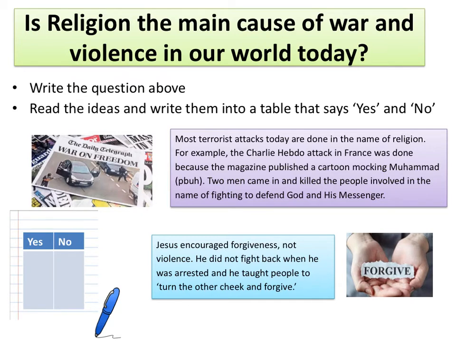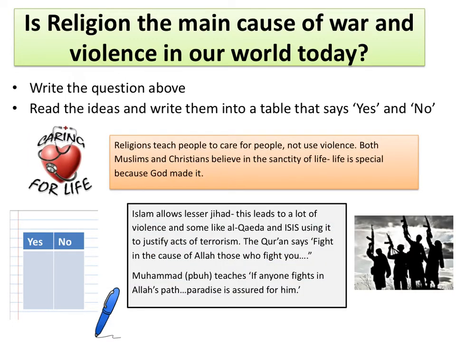Jesus encouraged forgiveness, not violence. He didn't fight back when he was arrested in the Garden of Gethsemane, and he told people to turn the other cheek and forgive. Religions teach people to care for others, not use violence. Both Muslims and Christians believe in the sanctity of life, the idea that life is special and sacred because God has made it.